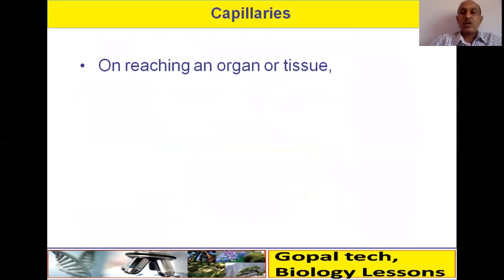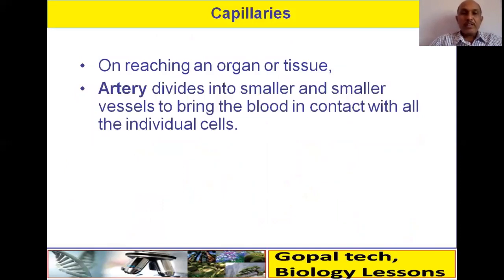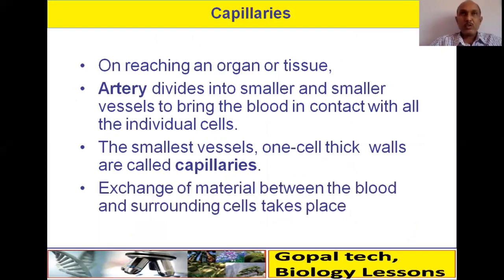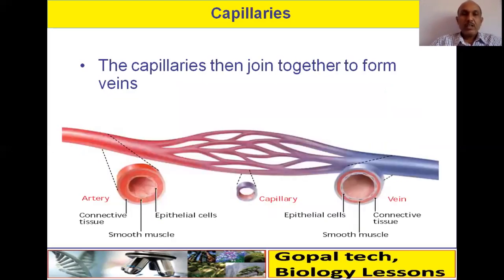Capillaries. On reaching an organ or tissue, an artery divides into smaller and smaller vessels to bring the blood in contact with all individual cells. The smallest vessels, which are one cell thick in wall, are called capillaries. The main function of capillaries is to exchange material between the blood and surrounding cells. See here, the capillaries then join together to form veins. ऐसा question आता है. Okay, artery, capillaries, here veins.